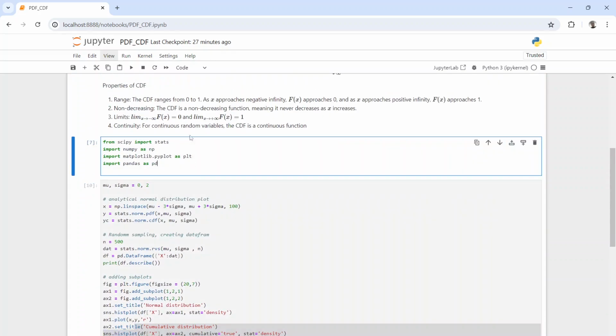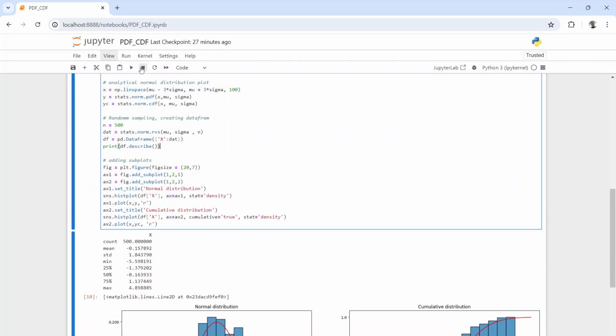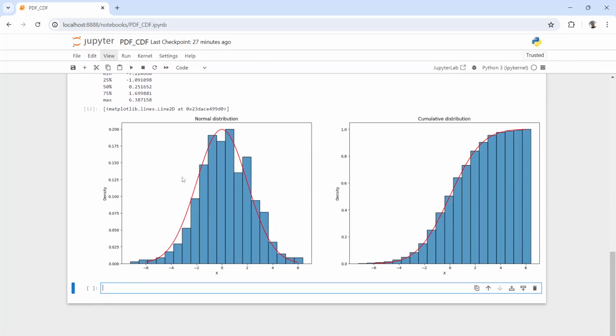If we run both the cells, you will get the following output. You can see the normal distribution curve on the left hand side and the cumulative distribution on the right hand side. Now let's verify the properties of the cumulative distribution.